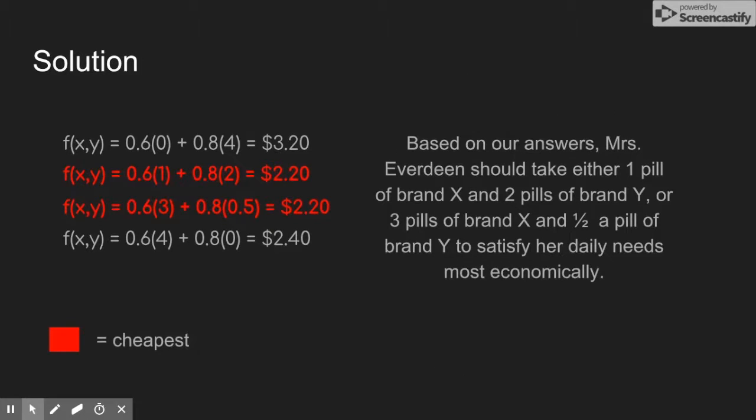Our solution has two options. Based on our answers, Miss Everdeen should either take 1 pill of the X brand and 2 pills of the Y brand, or she can take 3 pills of the X brand and half a pill of the Y brand to satisfy her daily needs most economically. The total would be $2.20 every day for her pills.